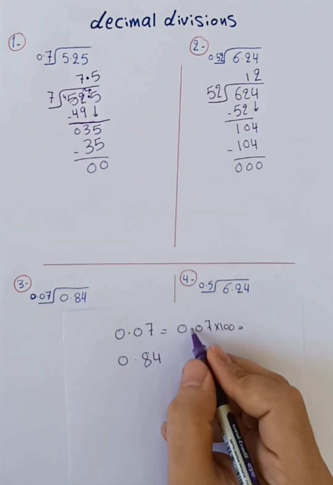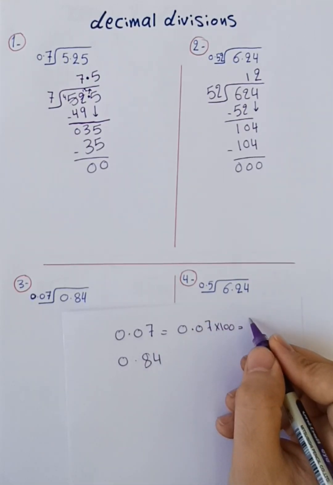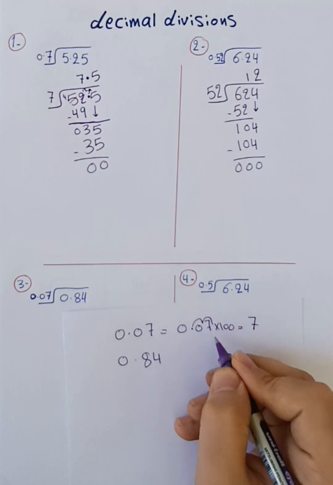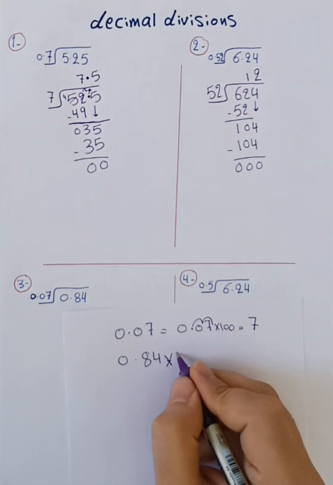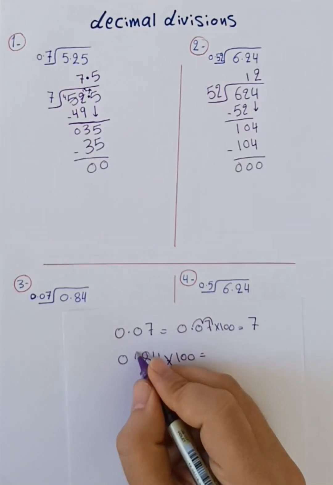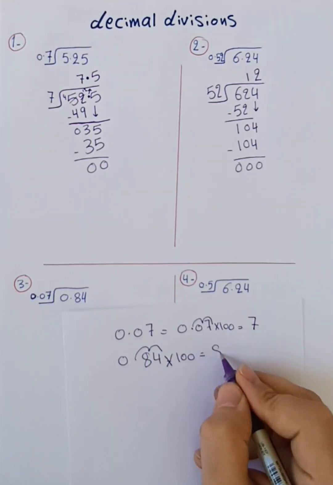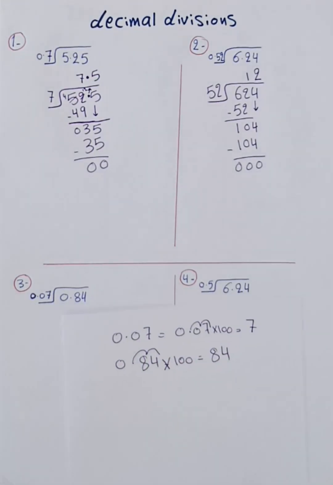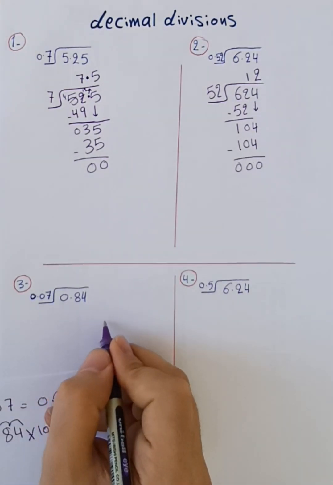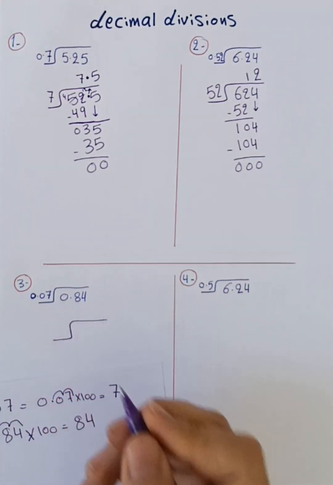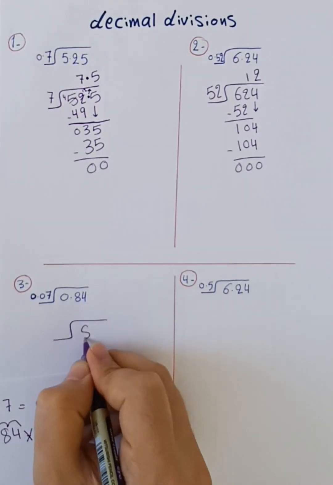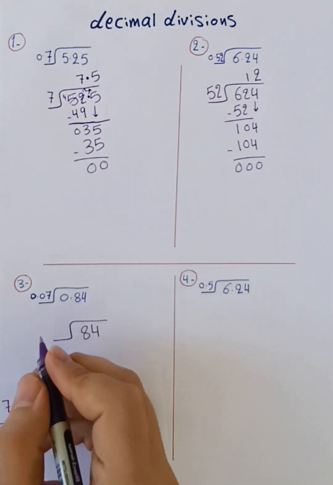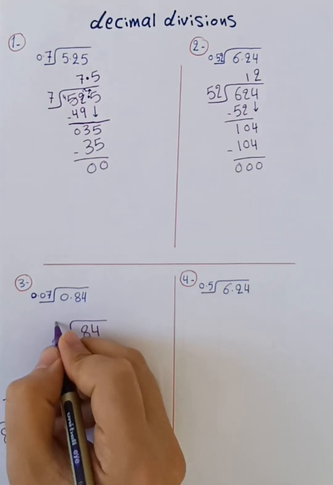This decimal point moves 2 steps to the right, so 1, 2 to become 7, and we have to multiply the dividend by 100. This decimal point moves 2 steps to the right, so it becomes 84. Now the new numbers are: 0.84 becomes 84, and 0 and 7 hundredth becomes 7.